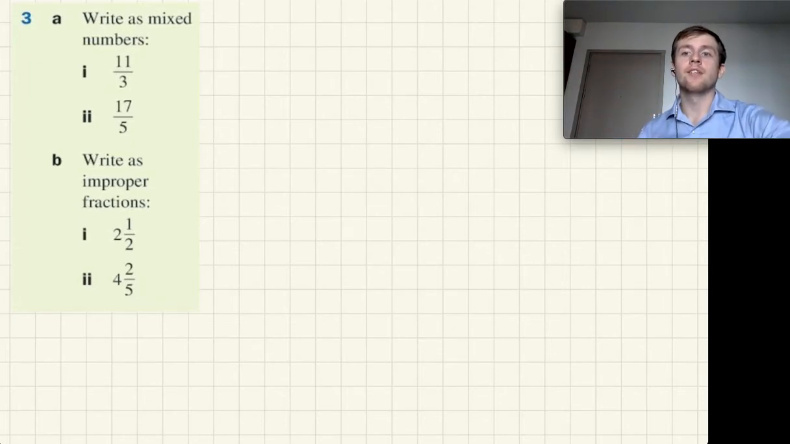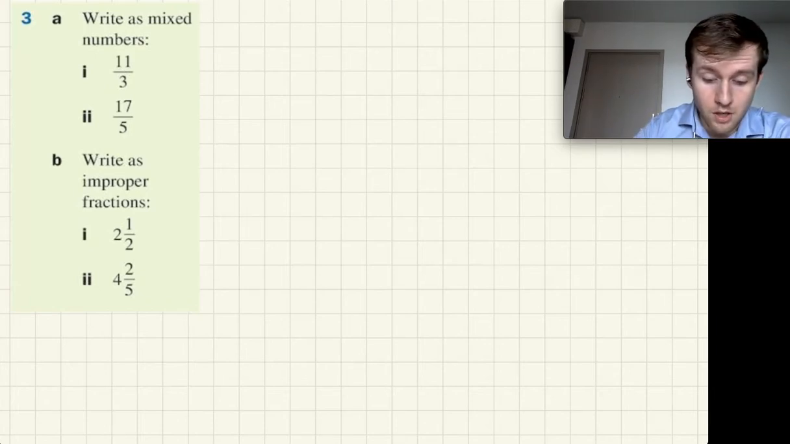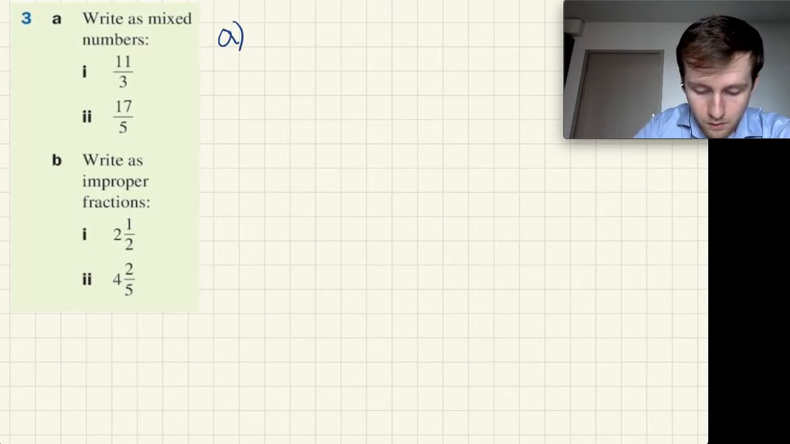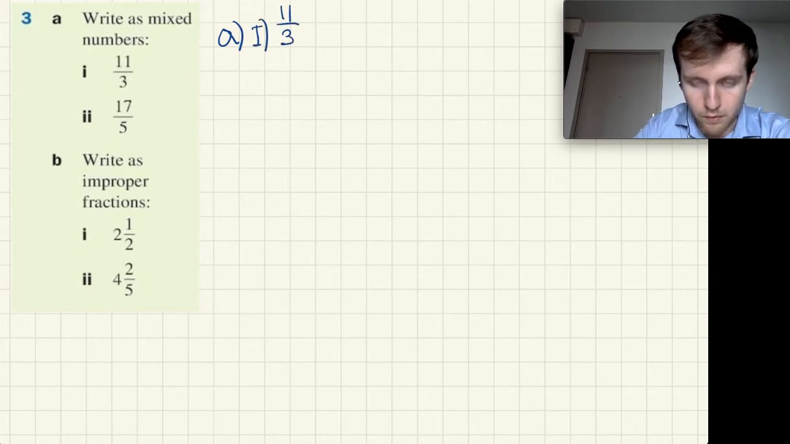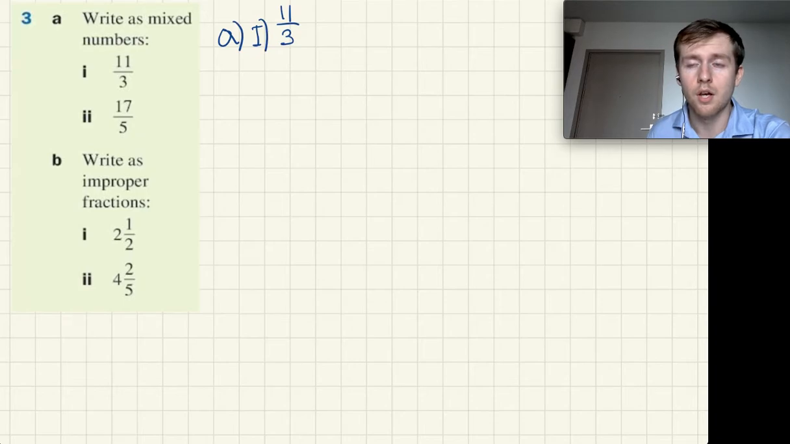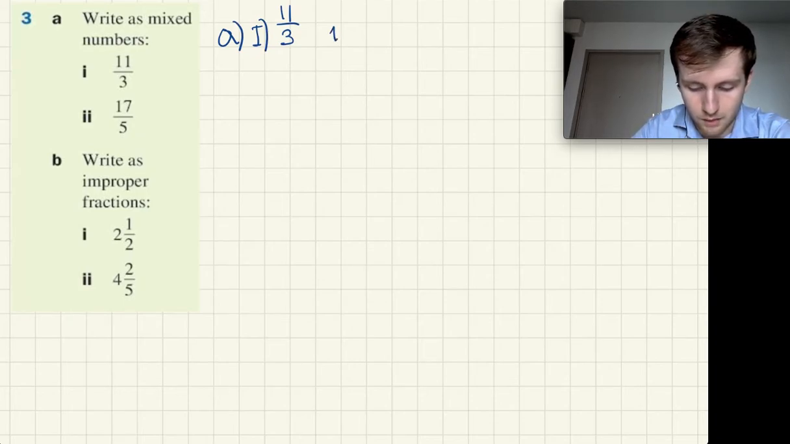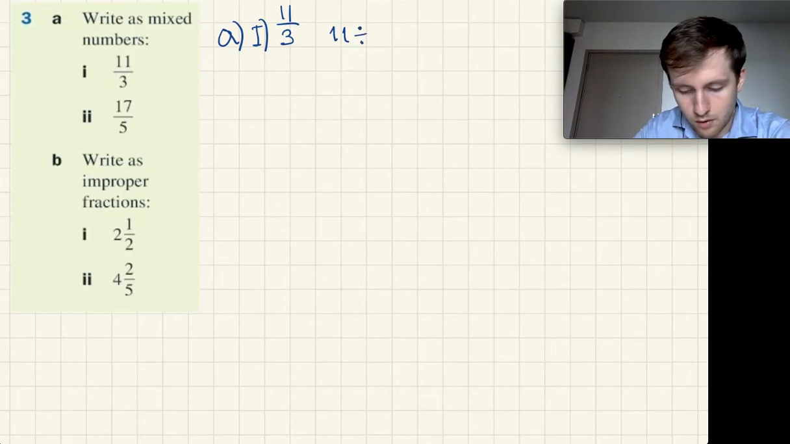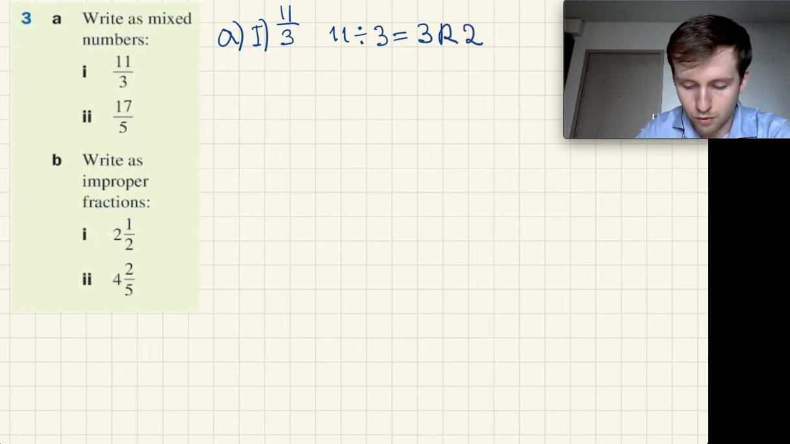Write as mixed numbers, and first we have 11 over 3. How do you write something as a mixed number? Well, we can just divide 11 by 3, and that would give us 3 with a remainder of 2.